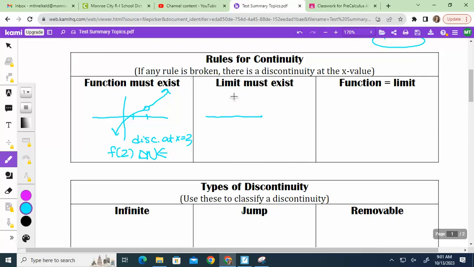Second rule, the limit has to exist. So a situation where maybe the limit doesn't exist might be when we have a break in our graph like this. So if I look, this one is discontinuous at x equals 1. The reason: the limit does not exist at 1.